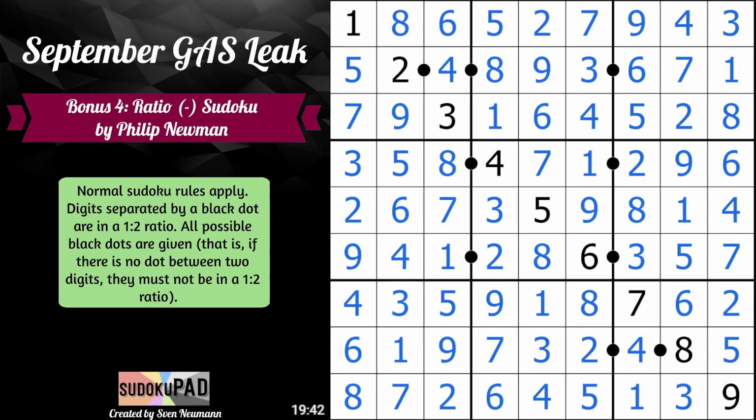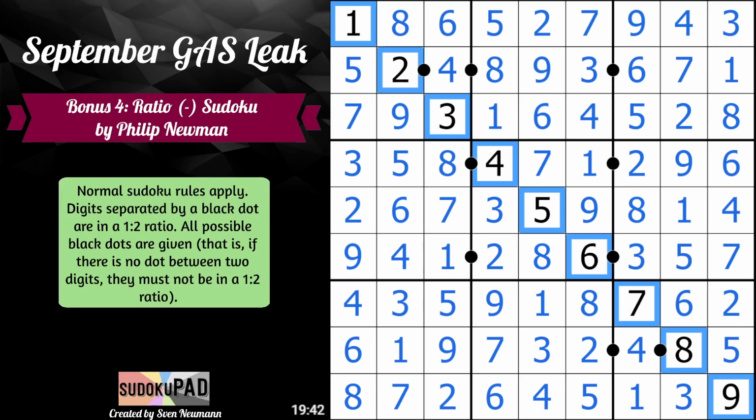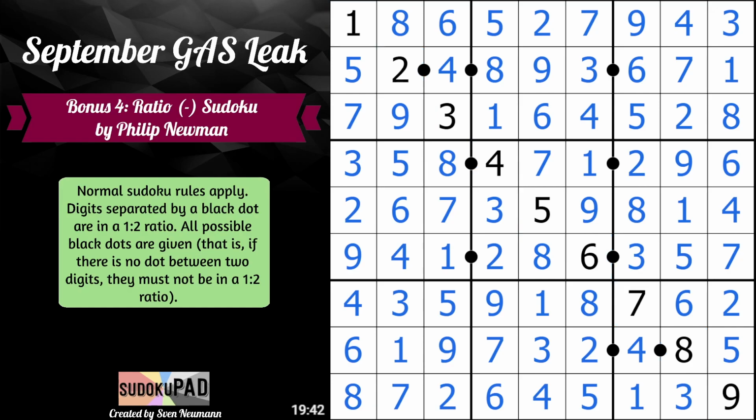1942 on the ratio minus Sudoku. A lovely negative constraint puzzle by Philip Newman, including the signature 1 to 9 that we came to love during the month of September.